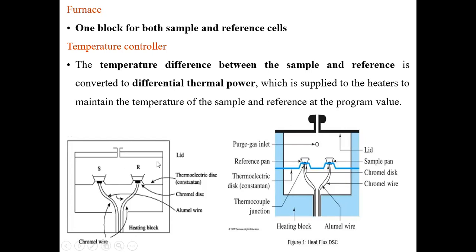So one block will be there for both sample and reference, and a temperature controller. So definitely we have to control the temperature. The temperature difference between your sample and reference is converted to differential thermal power, which is supplied to the heaters to maintain the temperature of the sample and reference at a programmable value. Because it's a fixed value, the temperature difference should be maintained. Okay, so that is the equipment.